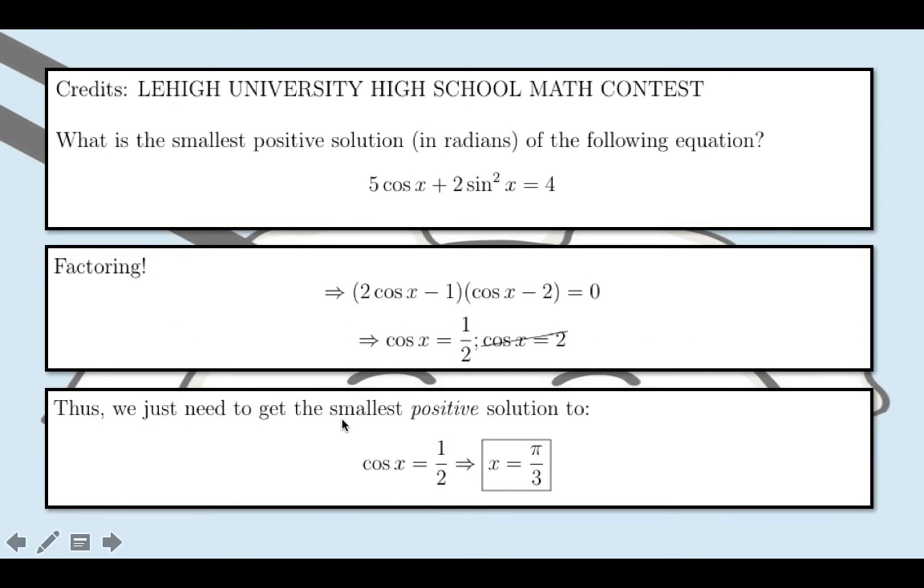Thus, we only need to get the smallest positive solution to cosine x equals 1/2. Now, we know that x is one of those special angles, the smallest of which being 60 degrees, because cosine 60 degrees is indeed 1/2. Now, since the question asks the solution in radians, we want to have x equals pi over 3 as our final answer.